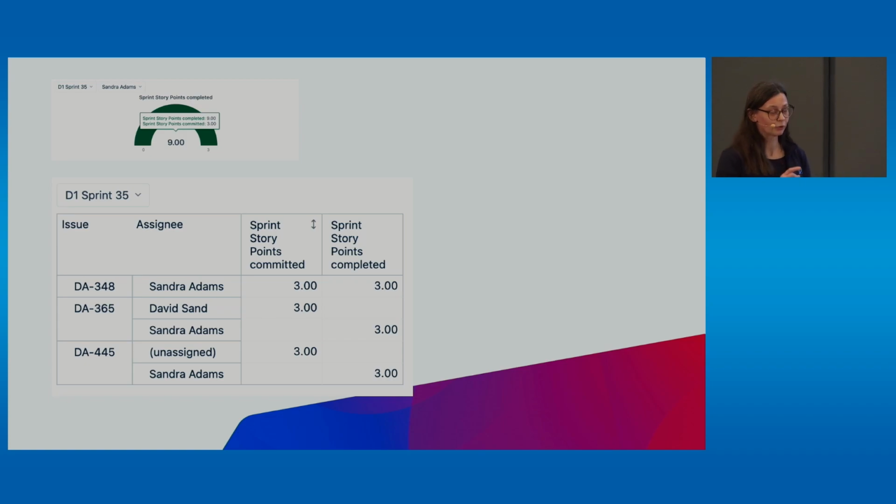I picked also 3 issues, and both of them are committed to the sprint and completed. However, one of them was committed for Sandra, another one was committed for David, and the third one was committed just to the sprint with no assignee whatsoever. So when you compare this data, sprint story points committed and completed, you should be aware of all the dimensions used in the report.